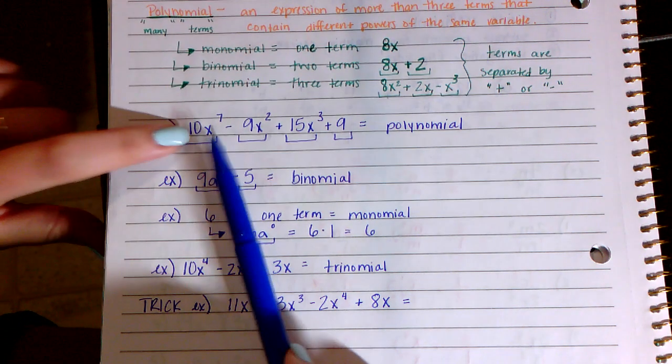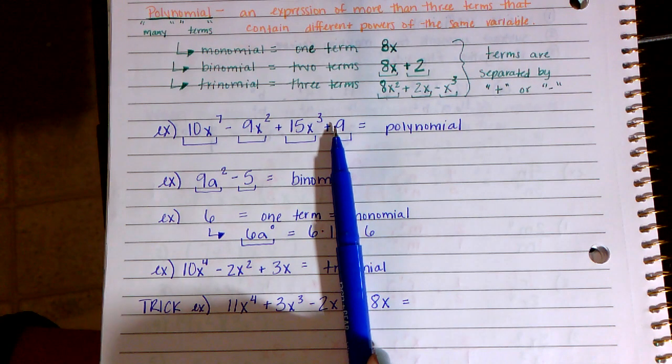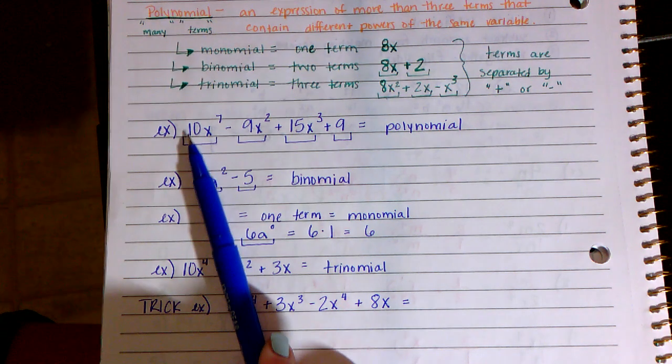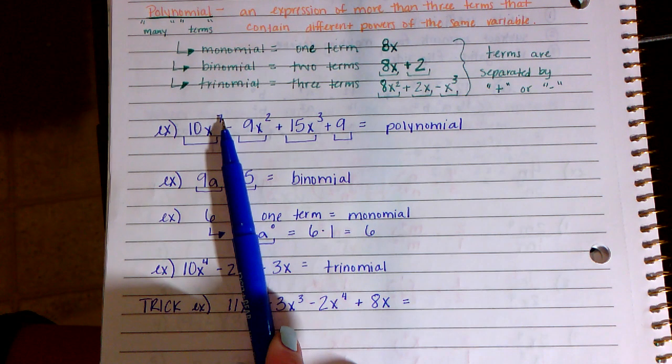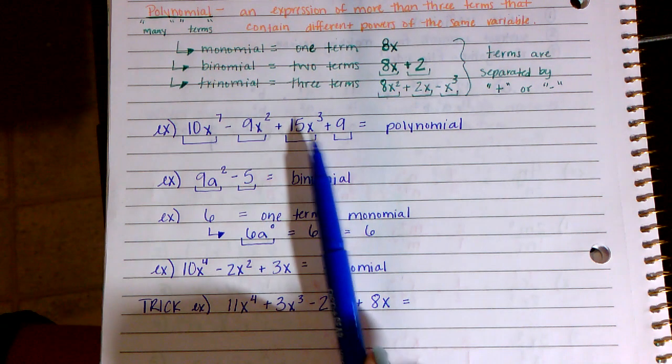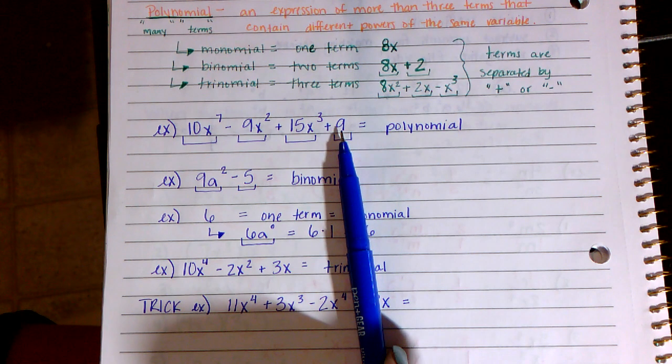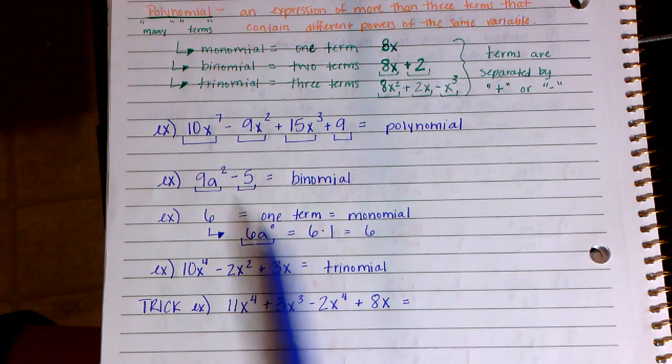All of these up here, there's no way I can combine them. They're all a different term. This is talking about x's to the 7th. This is x's to the 2nd. This is x's to the 3rd, and this is just a constant. None of them are similar.